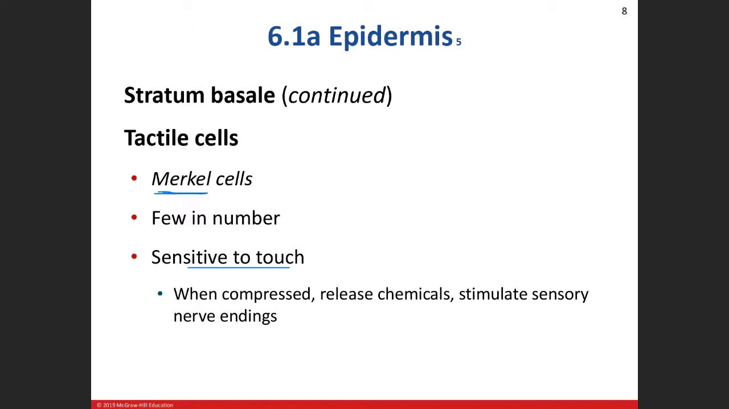So when you touch something, these cells will release neurotransmitters or chemicals, and those chemicals will stimulate a nearby receptor cell or neuron. And that neuron will then transmit that information up to your brain or your spinal cord. It's really cool. But it's for light touch. We'll talk about these cells in chapter 16 at the end of the semester. But for now, just know that they're touch sensitive.